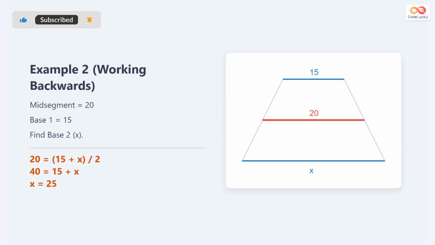We can also work backwards. Imagine we know the midsegment is 20 and the top base is 15, but we don't know the bottom base. We can set up an equation. 20 equals (15 plus x) divided by 2. Multiplying by 2 gives us 40 equals 15 plus x. Subtracting 15 from 40 tells us that the bottom base is 25.